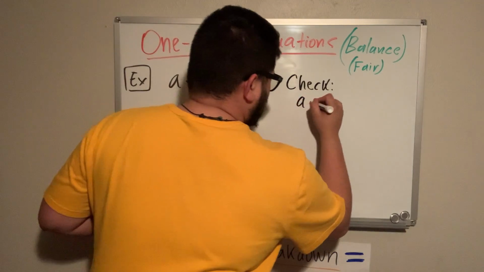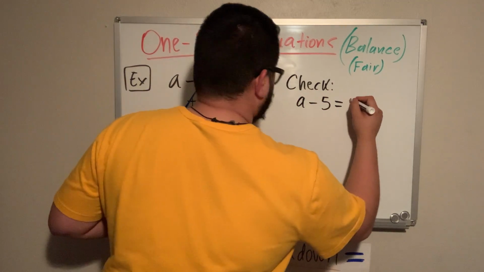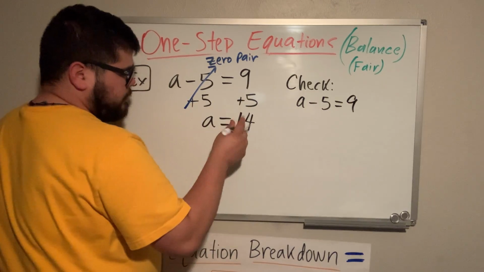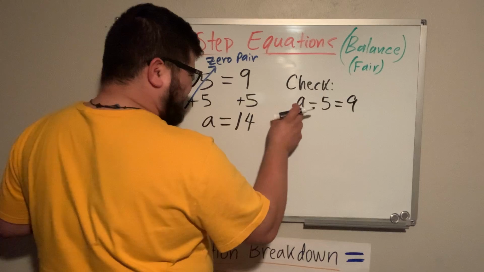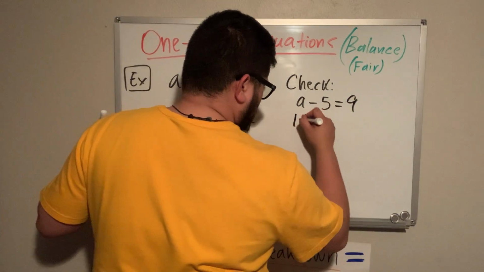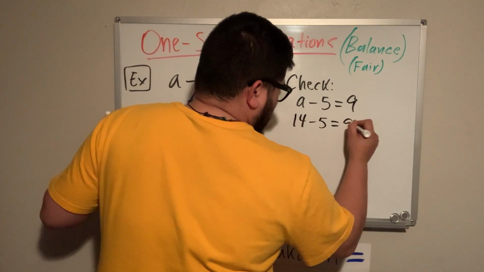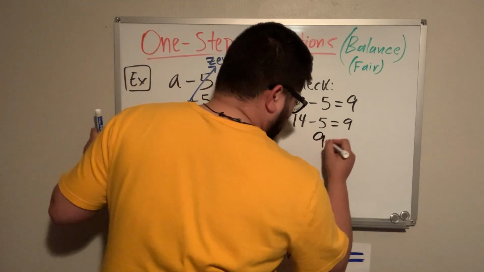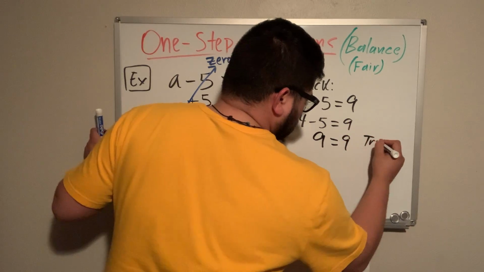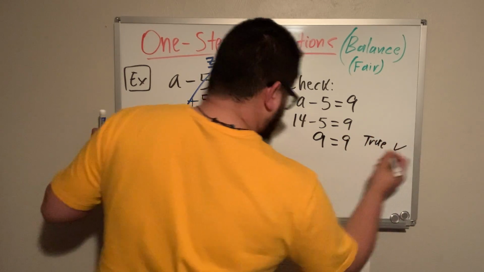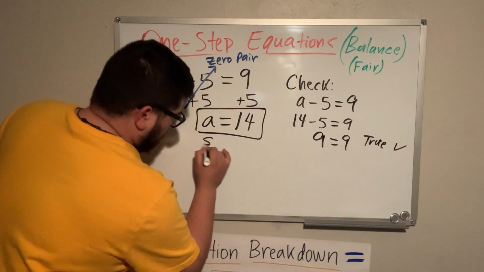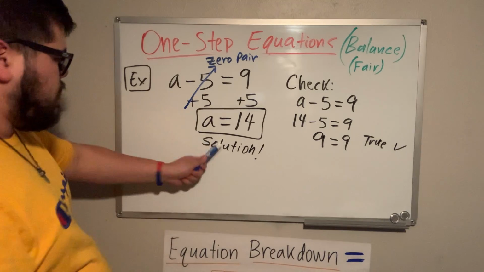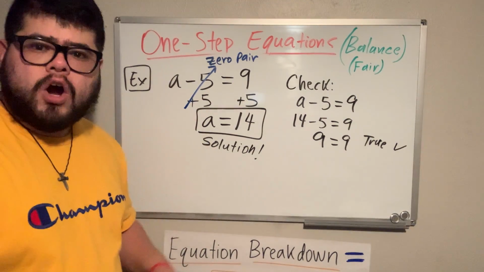Original equation, a minus 5 equals 9. Substitute. This is what we believe our solution is. A equals 14. We're going to substitute or replace a with 14. 14 minus 5 equals 9. If we get a true statement, this is our solution. 14 minus 5, we get 9 equals 9, which we know is true. And so this is our what? Our solution.